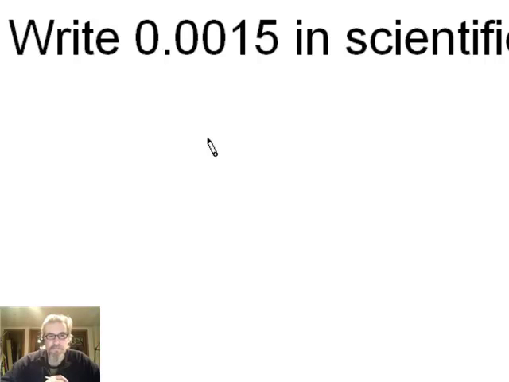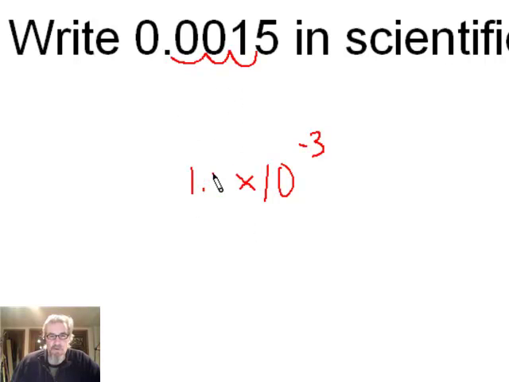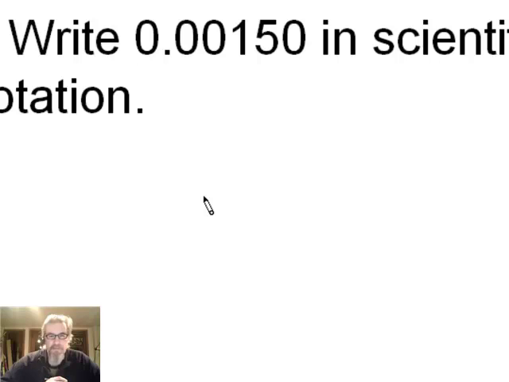It's another one. Here's your answer. I'm moving the decimal point 1, 2, 3 places to the right, so that means it's going to be 10 to the negative 3, because I'm writing a number that's smaller than 1. The leading zeros are not significant, so 1.5 are the only two significant digits. That's my mantissa.